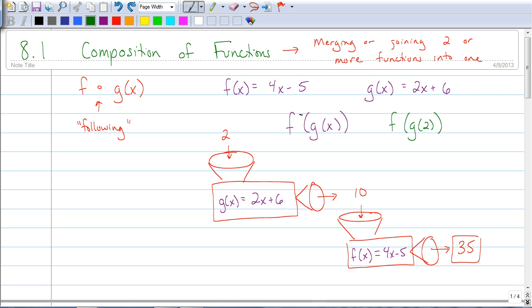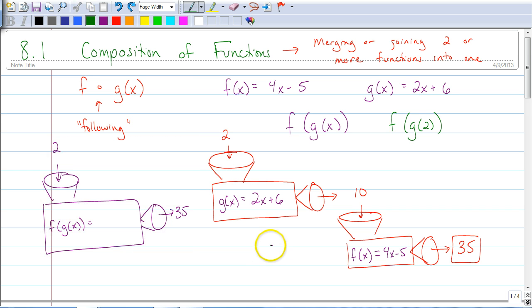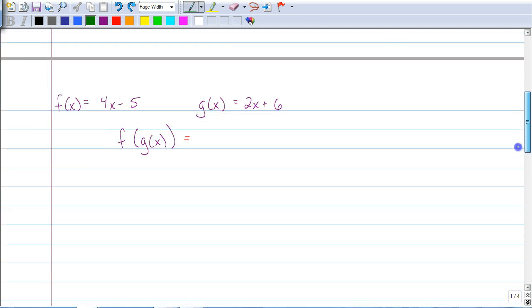Because my goal is to take these two separate function machines, instead of having to plug 2 inside of a function and get 10 as an answer, and then putting 10 inside of the other function and get 35 as my answer, I want a single function where I could put 2 inside that function and get my answer of 35 without having to do all these multiple steps. And that's what the composition of functions is going to do. It's going to merge the two functions together. So that's what we're going to look at doing here.